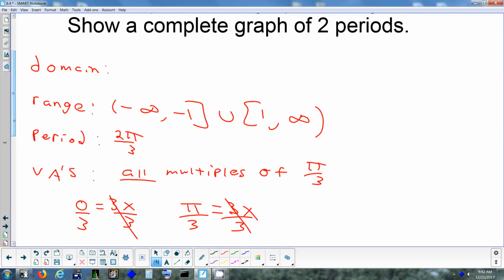So then lastly, what would my domain be? All real numbers except the multiples of pi over 3. Yep. So all reals except the ones that are multiples of pi over 3.